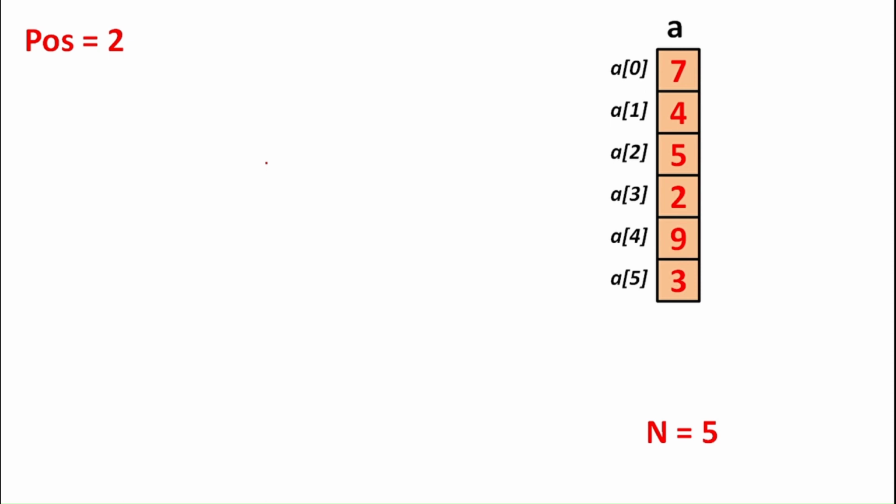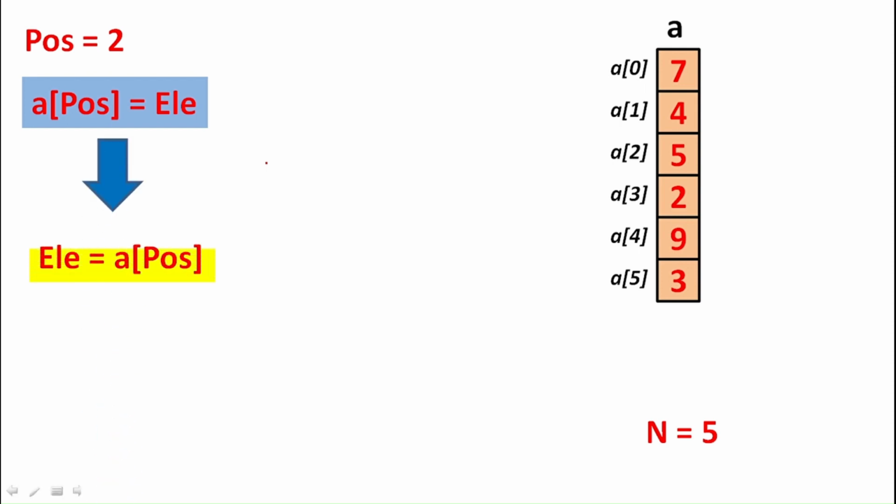So what we used to do while inserting an element into an array, we used to write A of position is equal to ELE, which is nothing but in the required position I will insert my element ELE. But while deleting an element, the same equation I will write as ELE is equal to A of pos, which is nothing but the element which is in the position A of pos will be copied to ELE.